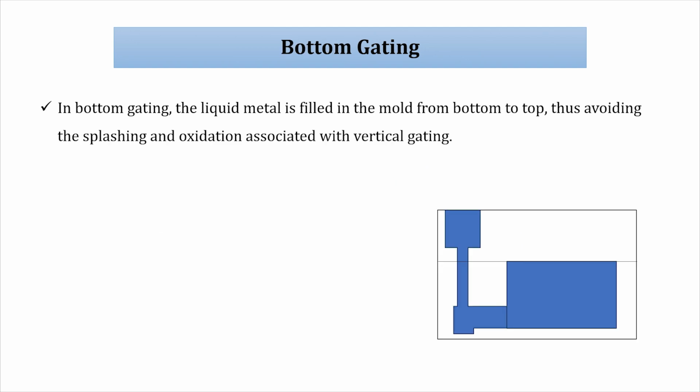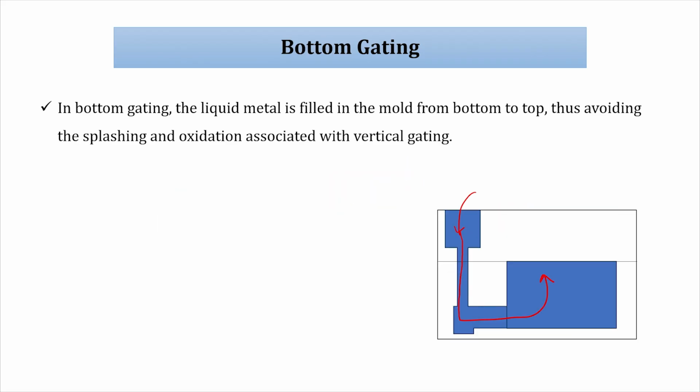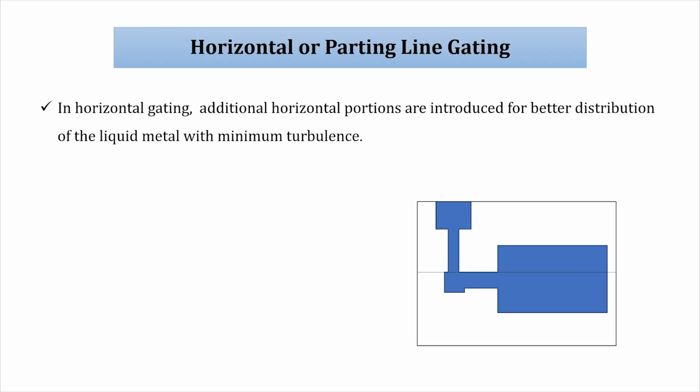Okay. In bottom gating, liquid metal is filled in the mold from the bottom to top, thus avoiding the splashing and oxidation associated with vertical casting. In the last case, what happened, directly pouring, some chances are there, some gas entrapment happens, oxidation formation happens. To avoid that, we do bottom gating. Okay, we fill from the bottom, slowly it will fill. In the next lecture we will understand this. Third is horizontal or parting line gating.